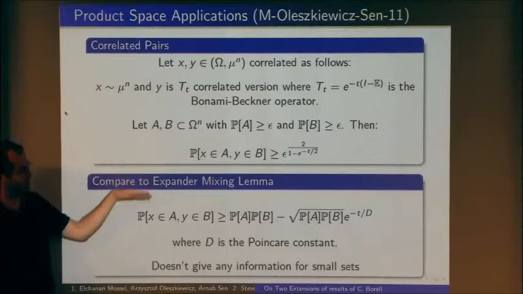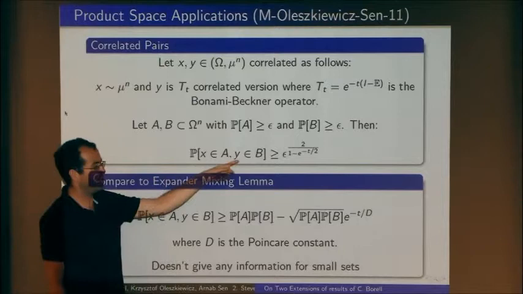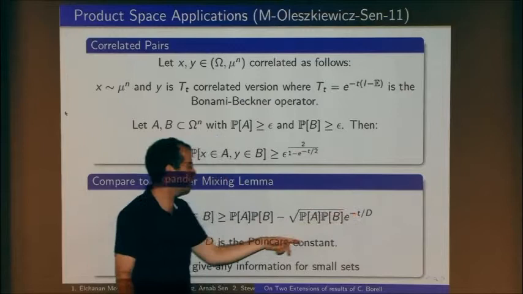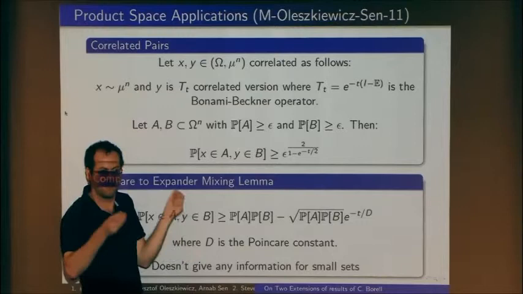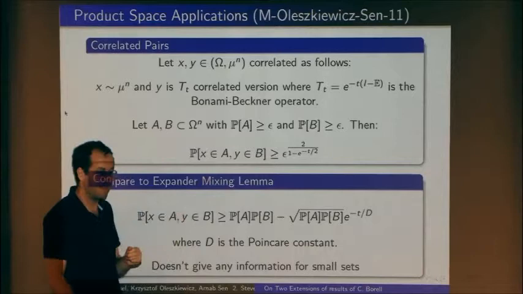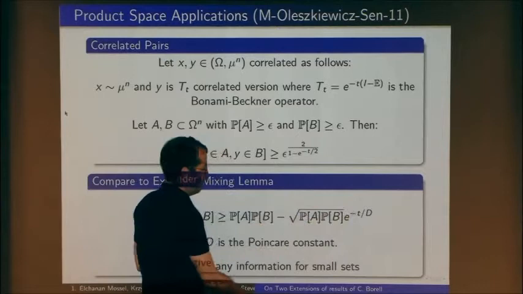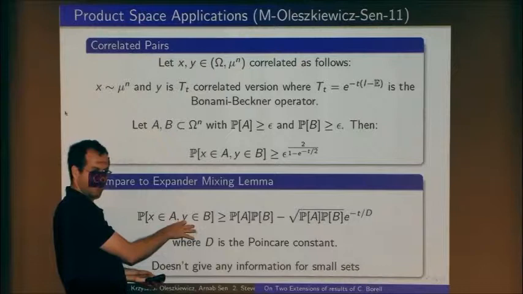What is the relationship? So essentially what is going on is that if the sets A and B are small, where small is compared to the spectral information that we have on the gap, then this error term is going to be much bigger than PA, PB, and we are not going to get anything. However, this inequality gives you something that even works if the sets are tiny. Even if they're very, very small, you get that this quantity is positive, and you get a quantitative bound. However, if the sets are large, in the sense that the square root times e to the minus t over d is much smaller than the product of the measure of the sets, this typically is going to be a much tighter result about the probability of X in A and Y in B.